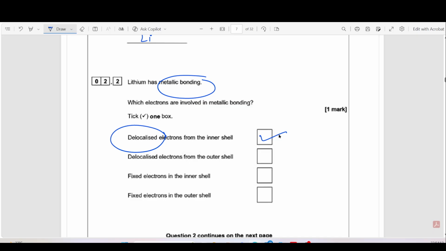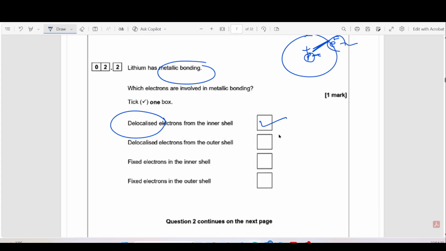And the inner shell electrons remain fixed in place around the nucleus. Why? Because the attraction between the proton and electron is more. With the outer shell, the attraction between proton of nucleus and electron is less because the distance is more. That's why they become free first and then the inner shell comes. Oh, actually, this should be outer shell, right? Delocalized electron from the outer shell. This is the correct one, not the inner shell.